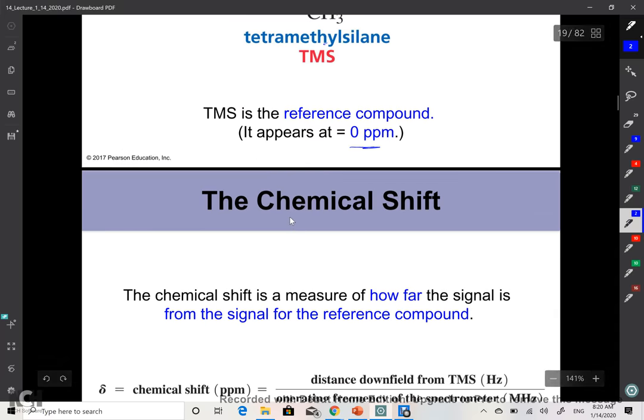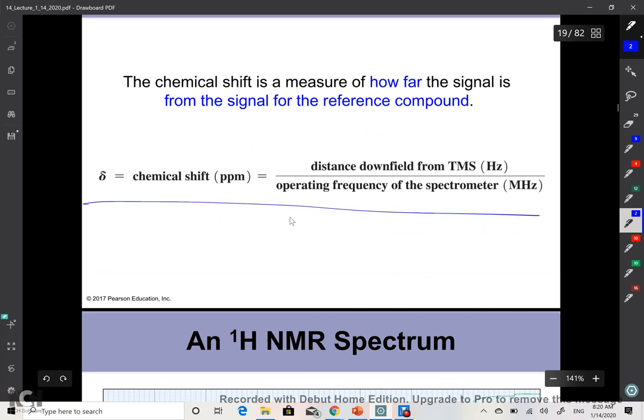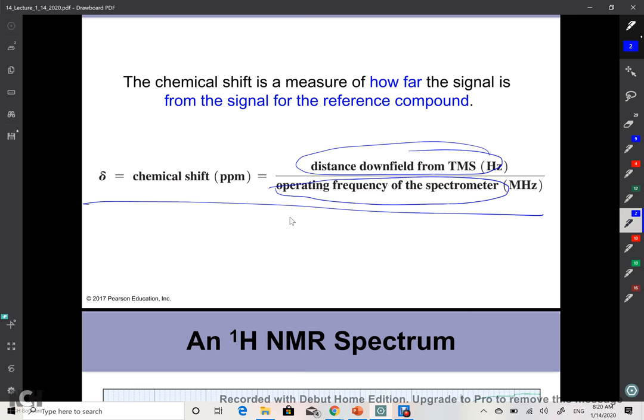Does that make sense? And so in order to compare things, you now have that comparison formula. Okay? The frequency of the operating instrument, remember you're using an NMR instrument, and over here is the distance from TMS, meaning your frequency away from TMS, divided by the frequency of the instrument, gives you what we refer to as the chemical shift, which is the unit that we use to measure the signals in an NMR spectrum. So the chemical shift of a molecule is a distance downfield from TMS, so your distance away from TMS divided by the operating frequency.